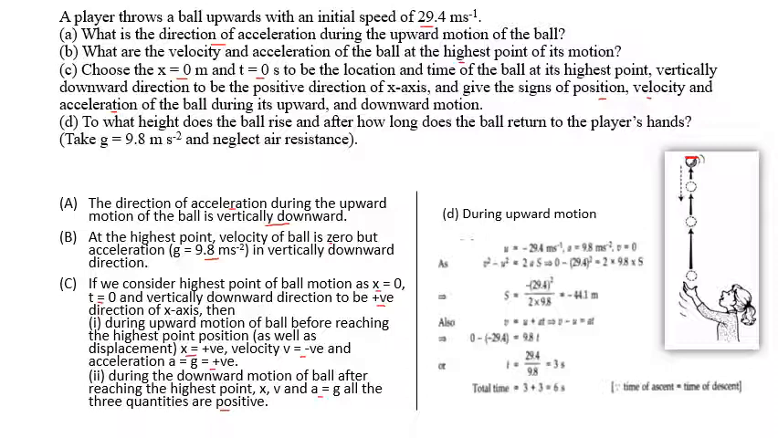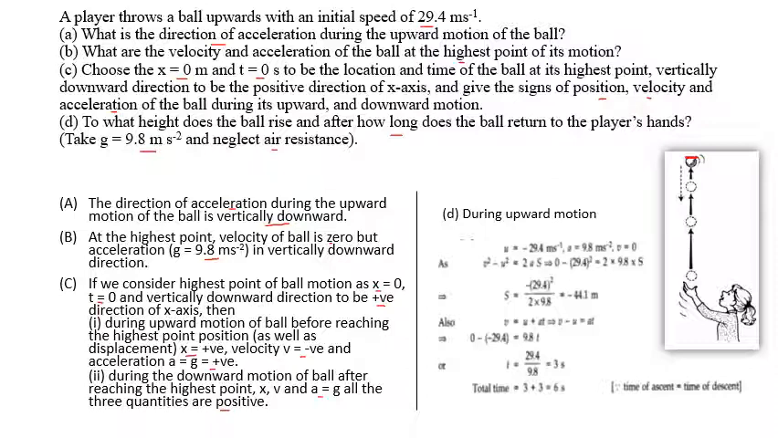Then look at the last subdivision. To what height does the ball rise and after how long does the ball return to the player's hand? Take g as 9.8 meters per second squared. Neglect air resistance. So what is the question? To what height? So height we need to calculate, and after how long, time we also need to calculate, right?